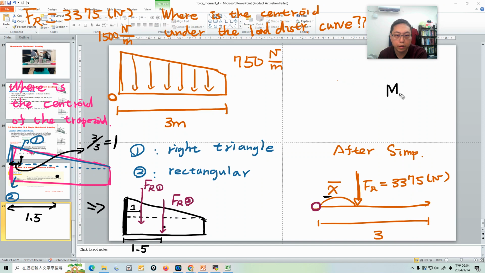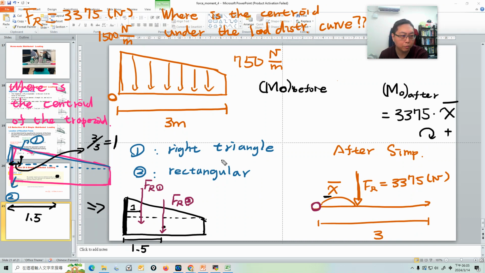At the moment O, the moment after simplification equals FR times x bar, which is F3375 times x bar. And in this problem, I make clockwise positive, because I don't want to write so many negative signs. So what is the moment before simplification?